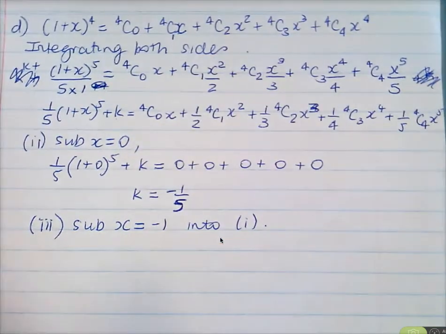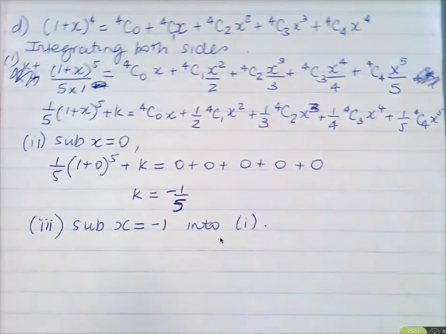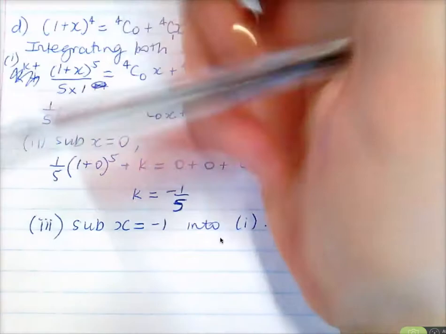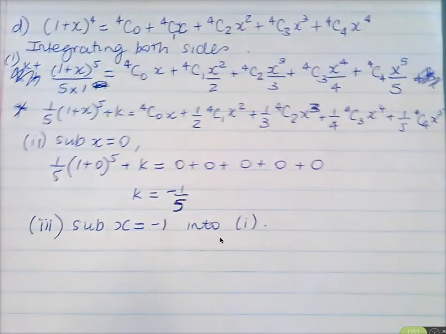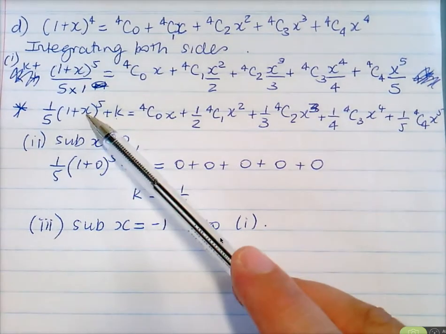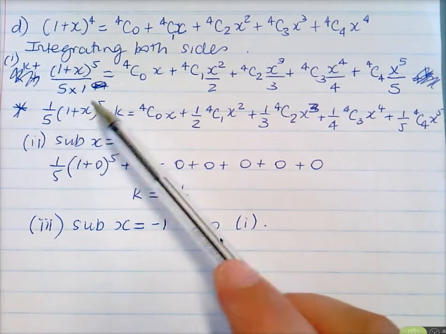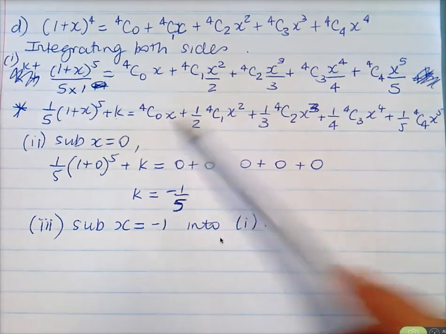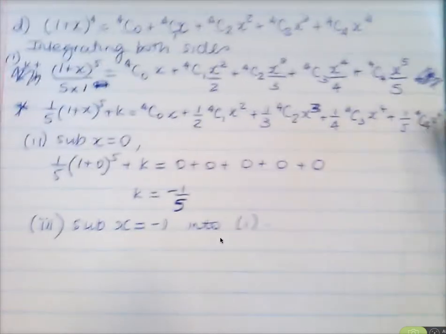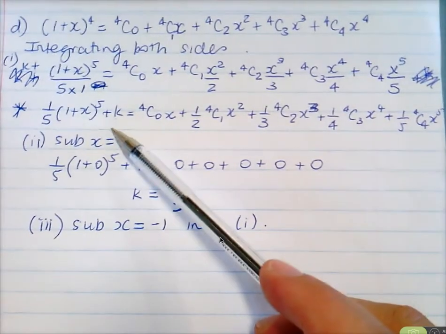Part 1 above. This is part 1. To get that other result, let's see what we get. So this is the part 1 result here. If you substitute, see girls, when you integrate that, you've got two options here. If you substitute x is 0, you wipe out all the right-hand side. Do you see that? And if you wipe out the right-hand side, you'll work out what k is.